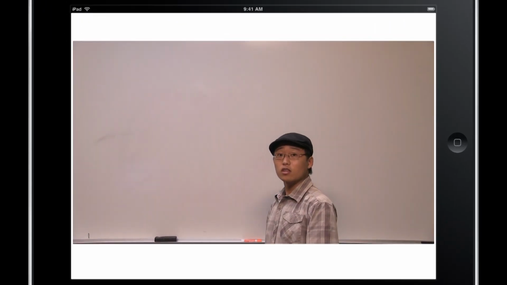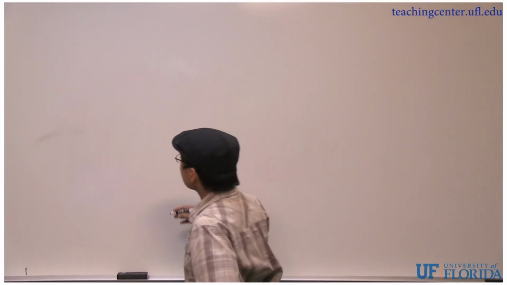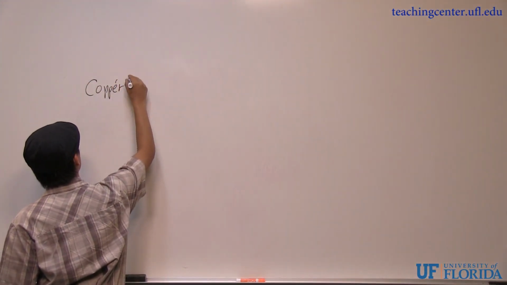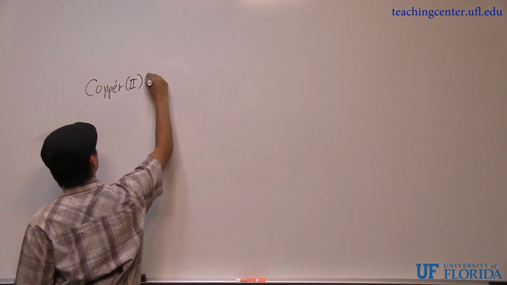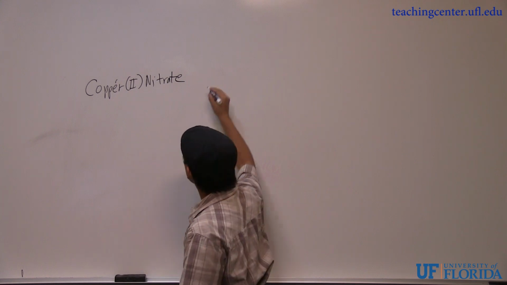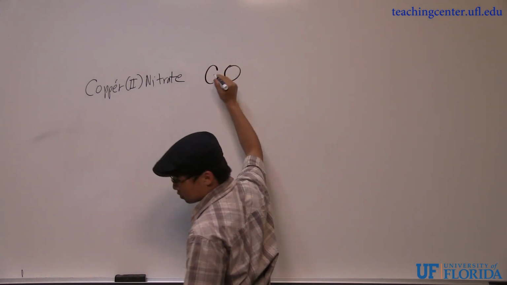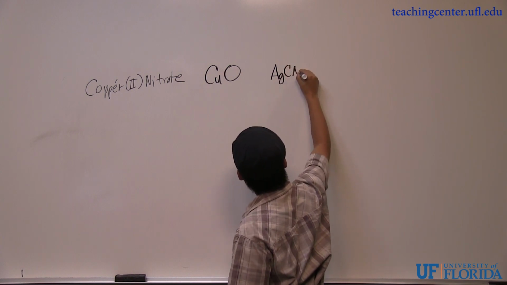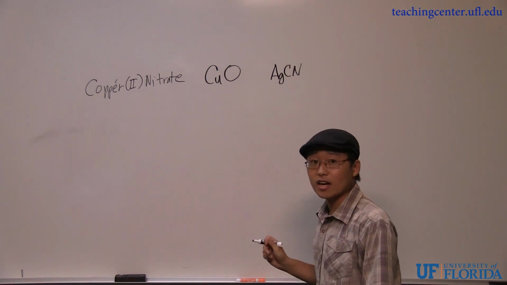Now let's do question 13. Question 13 gives us copper(II) nitrate, and it also gives us CuO, and also it gives us AgCN. And it wants us to find the charges of the anions.